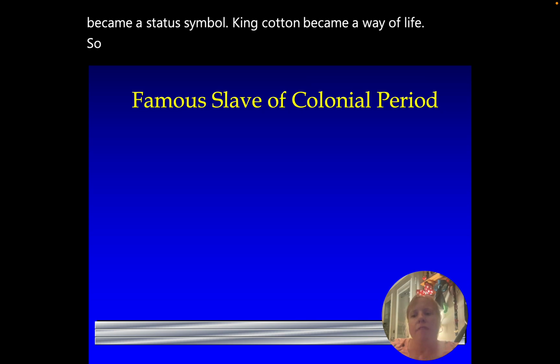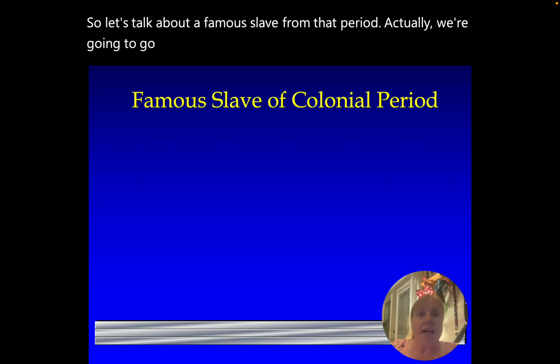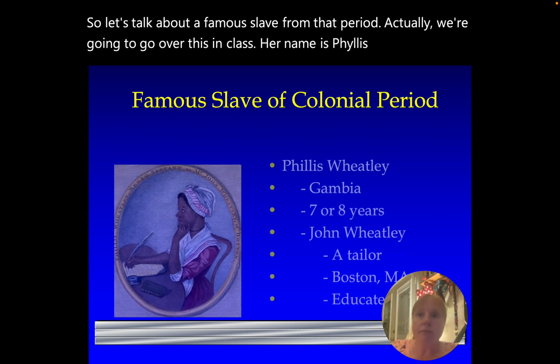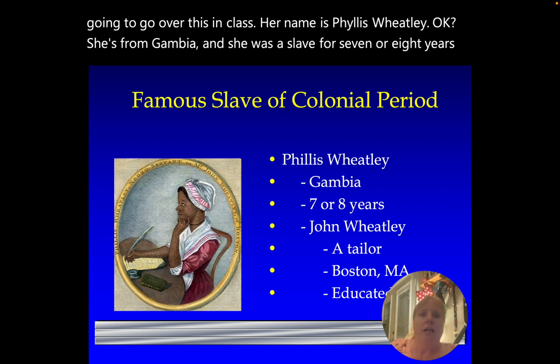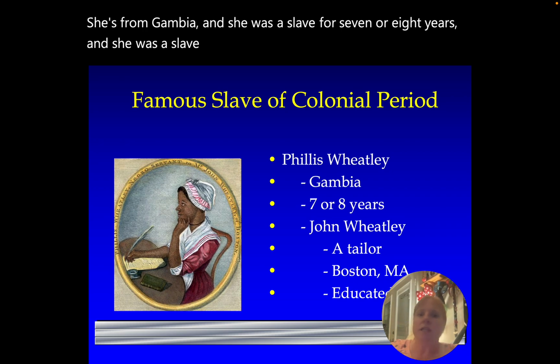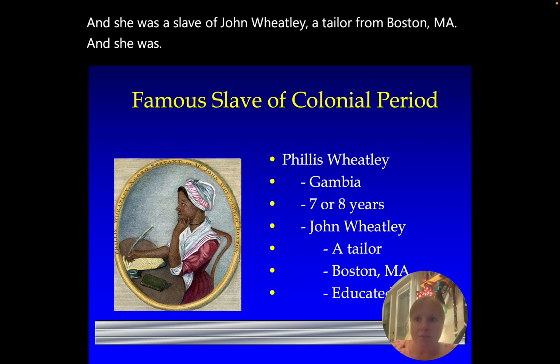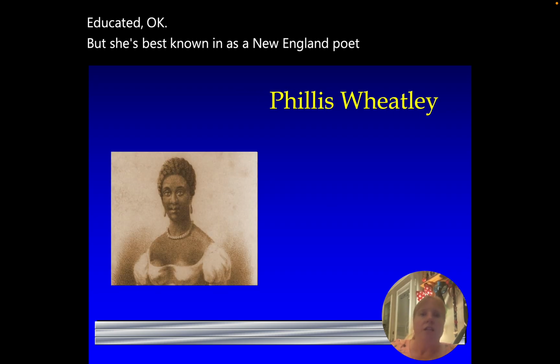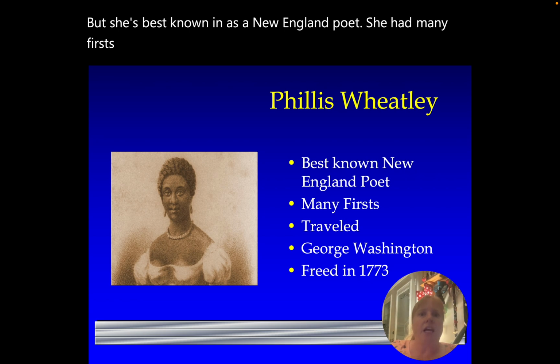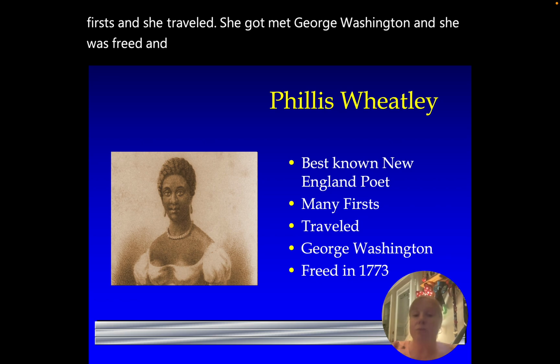So let's talk about a famous slave from that period. Actually, we're going to go over this in class. Her name is Phillis Wheatley. Okay, she's from Gambia, and she was a slave for 7 or 8 years. And she was a slave of John Wheatley, a tailor from Boston, Massachusetts, and she was educated. Okay, so she's best known as a New England poet. She had many firsts, and she traveled. She met George Washington, and she was freed in 1773. So Phillis Wheatley wrote some poems that we're going to take a look at.